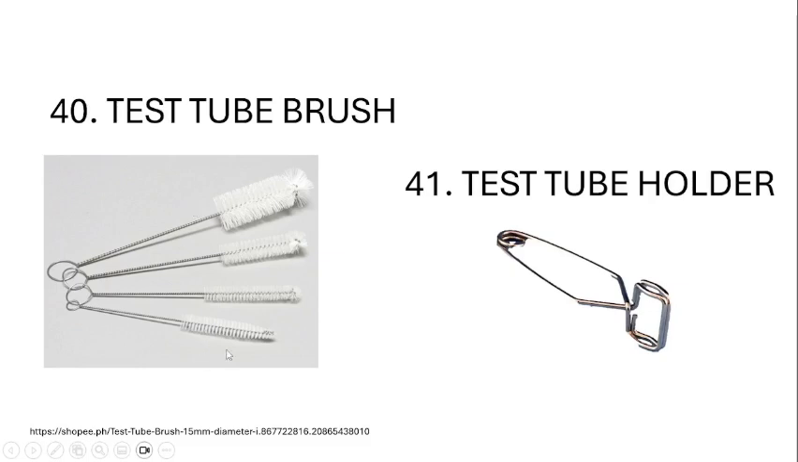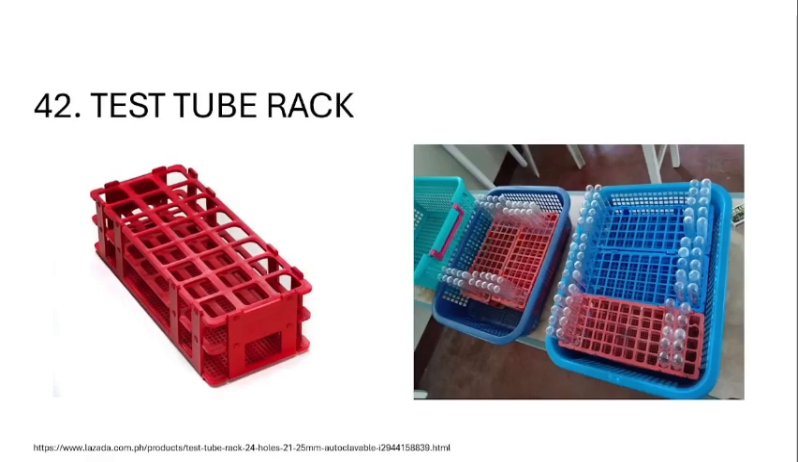Next, we have your test tube brush. These are used to clean your test tubes. And then you have your test tube holder to hold your test tubes, especially during heating or carrying out an exothermic reaction. Exothermic meaning the solution might emit or will release heat during the reaction. Next, we have your test tube rack. This is usually plastic, but in the lab there is also a stainless test tube rack. It is used to hold and organize your test tubes, just like the ones here at the right side.